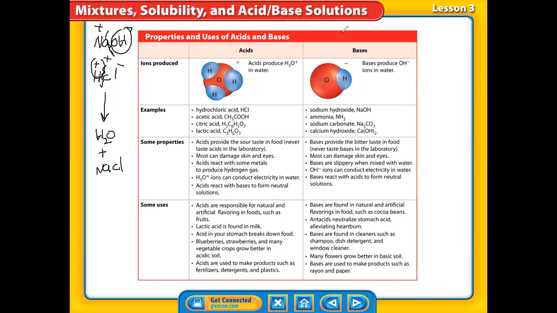So next time, inshallah, we're going to learn how we could test a substance: is it an acid or a base, and what is pH, and so on.